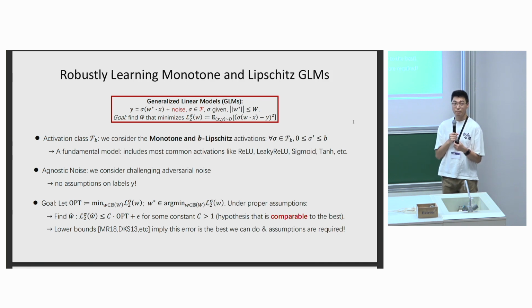And by absolute constant, it means that it should not depend on the dimension d, should not depend on the activation sigma, and all those kinds of parameters. So in other words, instead of trying to find the best hypothesis, we are trying to find a hypothesis that is comparable to the best. And in fact, this is the best we can do. Because prior lower bounds have implied that distribution assumptions and assumptions on the activations are required for polynomial time algorithms. And this kind of error guarantee of c times opt plus epsilon is in fact the best we can hope for with polynomial time algorithms.